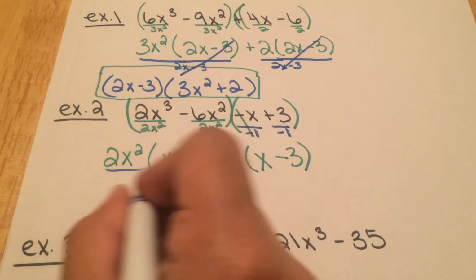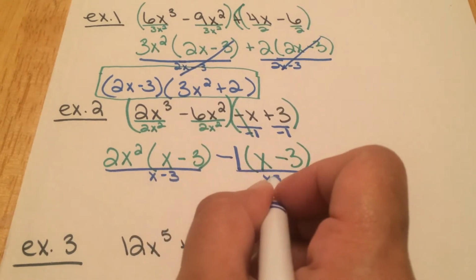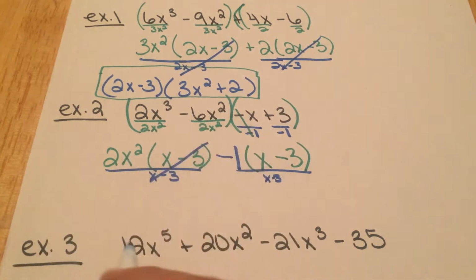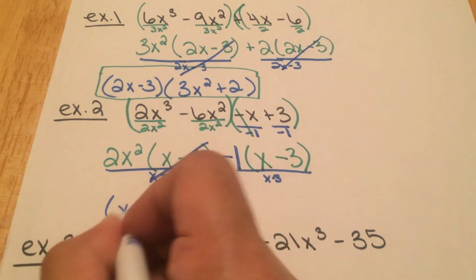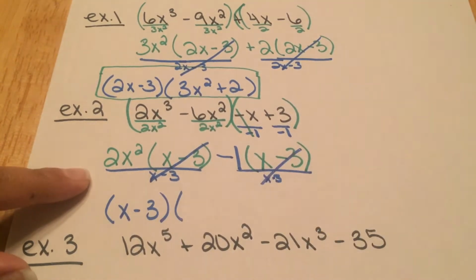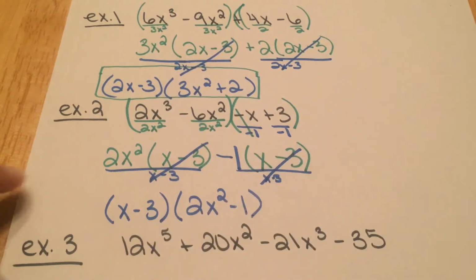And again, we're really going to just divide each side by x minus 3. So, whoops, that's a minus sign in there. So when we do that, we're going to cancel out our x minus 3's, because that's what we factored out. And what we're left with is 2x squared minus 1. And now we're done, and we have our factored form.